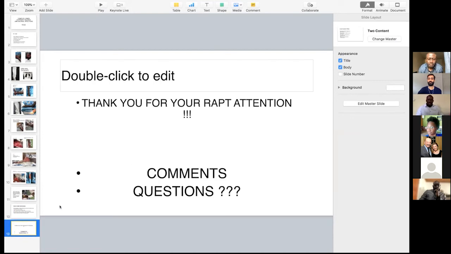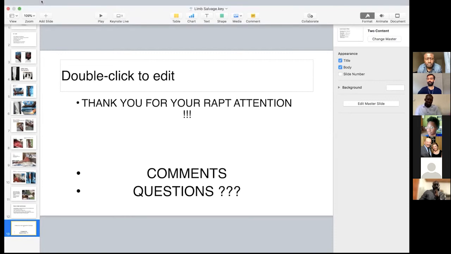So thank you very much. In the end, the limb was salvaged and primary amputation was prevented. And the way forward, as we're thinking, is to nail the limb and allow the individual to go back to his pre-injury work. Thank you very much. And I'm open to suggestions, questions and comments.